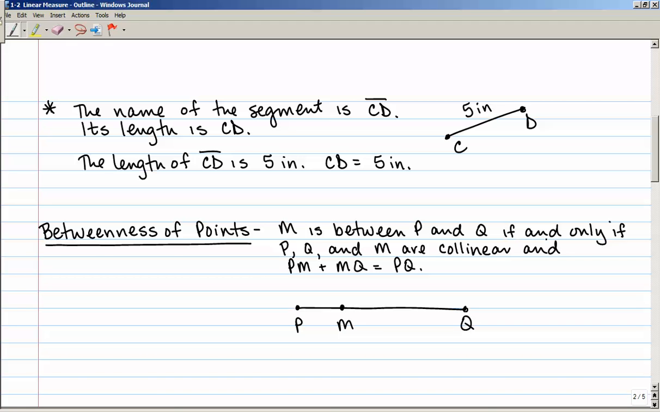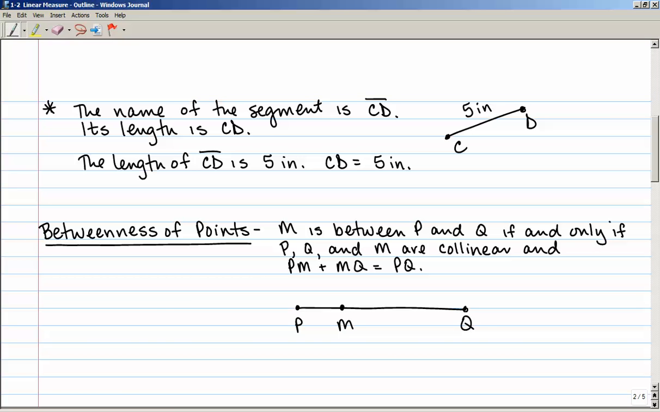This will come up a little bit later, I believe in chapter 2. That means that you can flip this sentence around and it's also true. So if I were to say if M is between P and Q, then all of this stuff is true. I can also say if P, Q, and M are collinear and PM plus MQ equals PQ, then M is between P and Q. So "if and only if" just means you can switch the first part of the sentence and the last part of the sentence, and either way it's true.